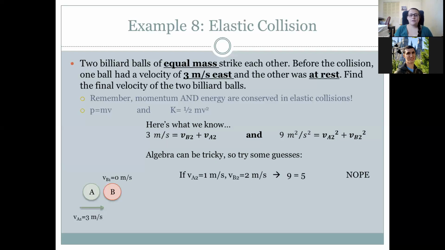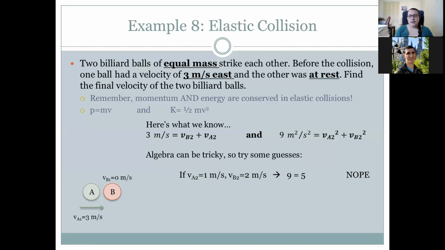Let's say if we think the final velocity for ball A is 1 meter per second, that would mean the velocity for ball B has to be 2 meters per second, right? Because 1 plus 2 equals 3. So when we plug those guesses into our energy equation result, we would get 1 squared plus 2 squared, which gives us 5. And 9 does not equal 5. So we know that those two values for our velocities don't work. Well, let's try something else.